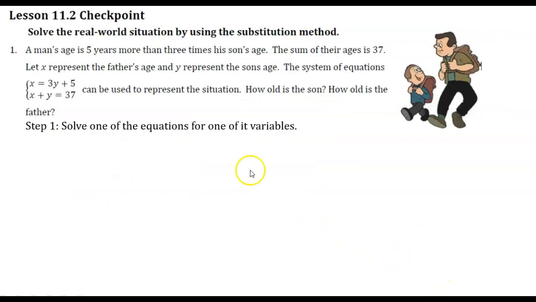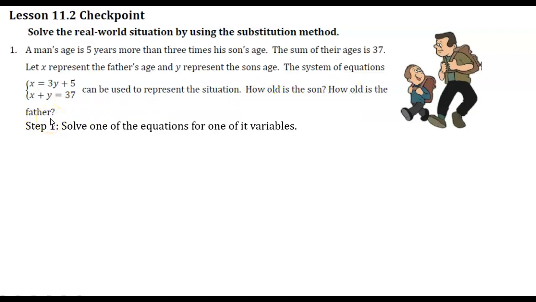All right, let's move right along to the checkpoint. We're already there. Wow. So it says a man's age is 5 years more than 3 times his son's age. The sum of their ages is 37. Well, it makes sense that there would be an age difference, right? Let X represent the father's age and Y represent the son's age. The system of equations is as follows, which can be used to represent the situation. How old is the son? How old is the father?